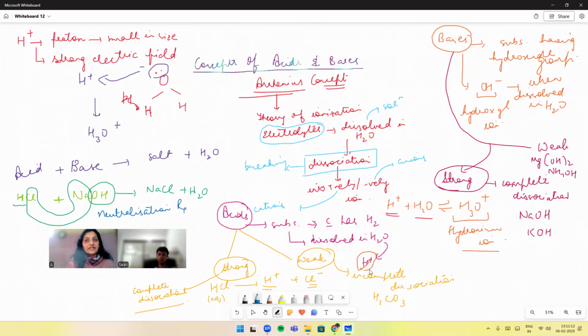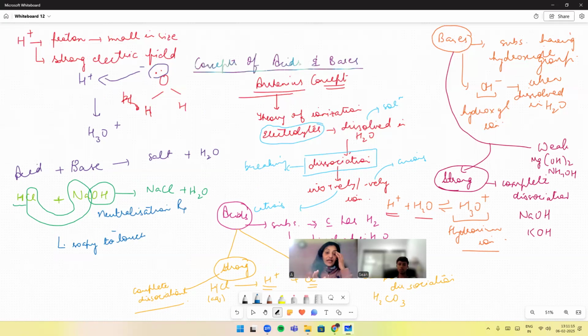Okay, is this clear? Neutralization reaction is clear? Okay. So what happens? Neutralization reaction is... our soapy to touch, it remained here. Otherwise, it will be difficult to see. Okay, what's the use of this, right?